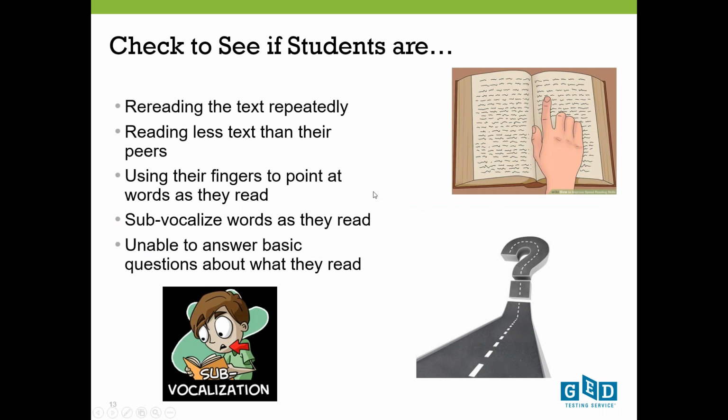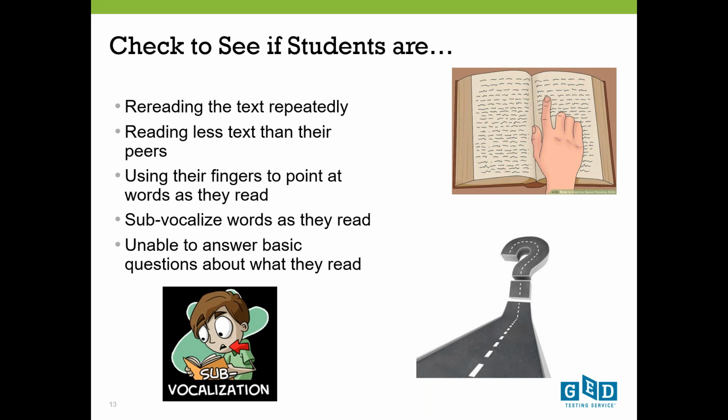So when I say observe, here are some things that I'd like for you to do the next time you're in class with your students. I want you to check to see if your students are rereading the text repeatedly. You'll see them going through, and all of a sudden maybe their eyes pop up and they move back up to the head of the text, or they start that paragraph all over again. You may also see that when you do some comparisons, they're reading a lot less text than their peers.